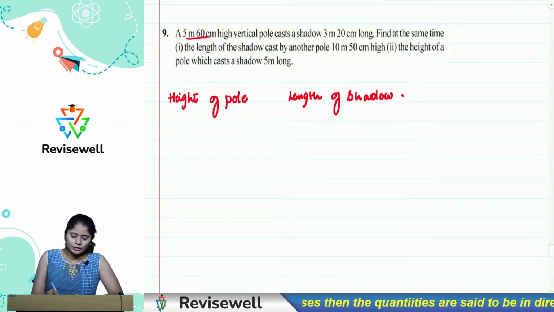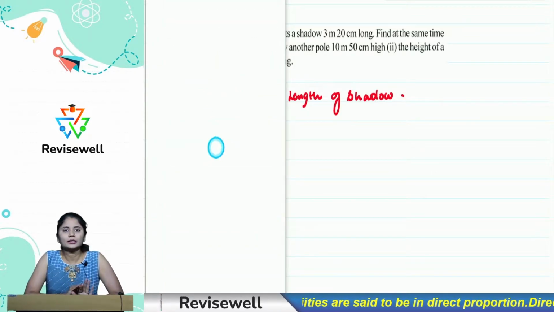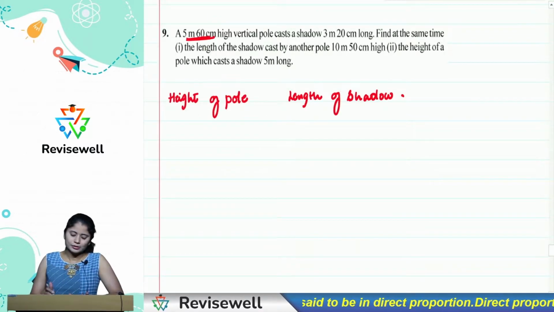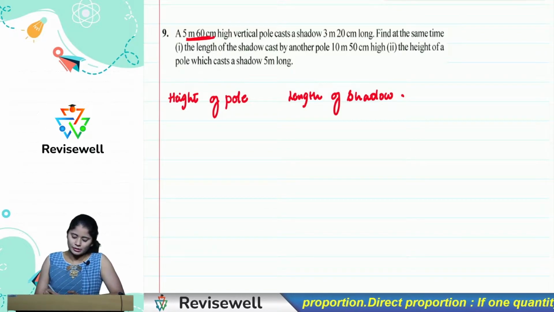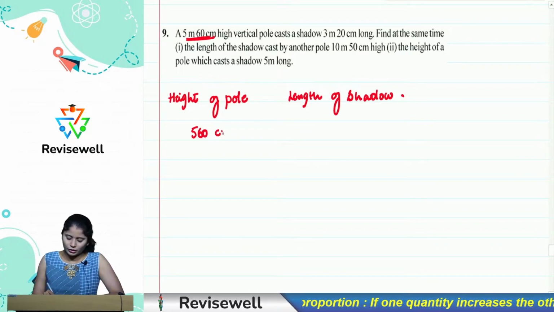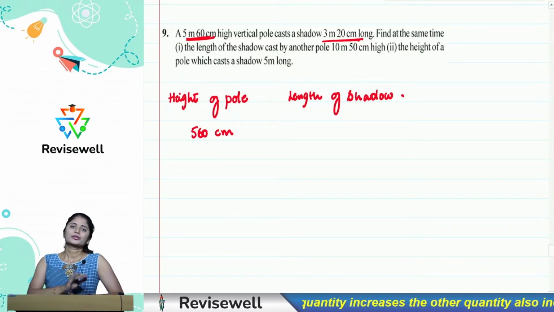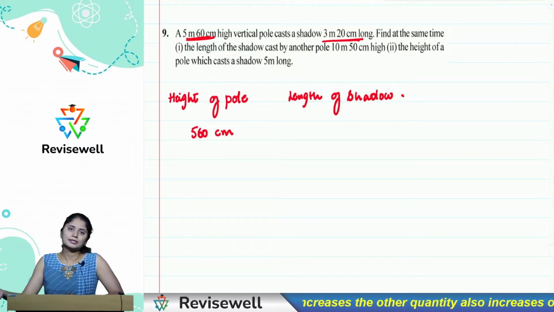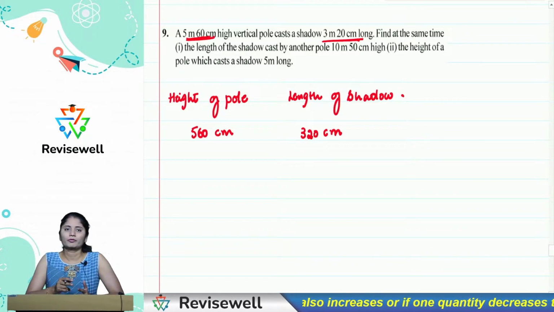Here there are two units, meter as well as centimeter. Better convert it into a single unit. So 5 meters and 60 centimeters: 5 meters is 500 centimeters plus 60 centimeters, so the height of the vertical pole will be 560 centimeters. Then the length of the shadow is 3 meters 20 centimeters, so 3 meters is 300 centimeters plus 20 equals 320 centimeters. Whenever you are comparing and you have two units, better convert it into a single unit.